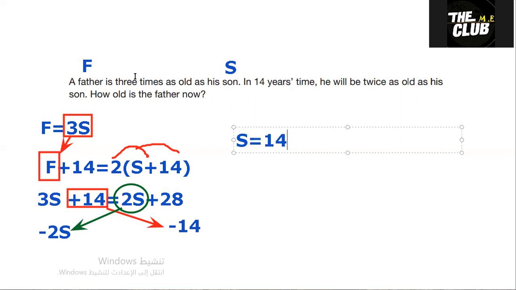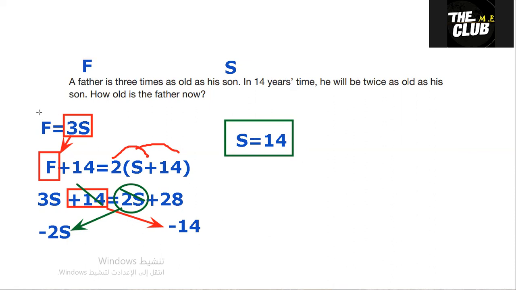So after I took these, we removed it. So 2s equals 14. S is the age of the son. Okay. Now, as we said, this is the age of the son.